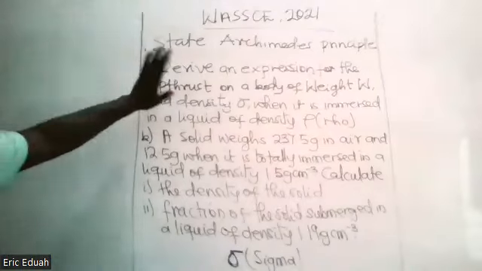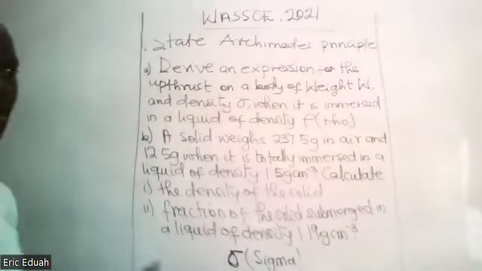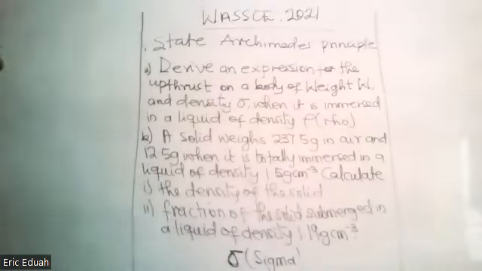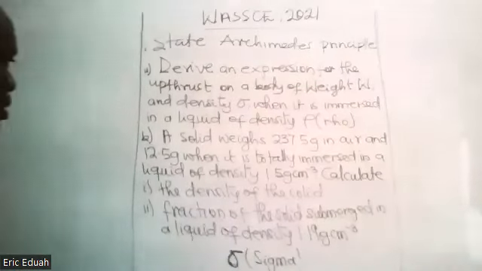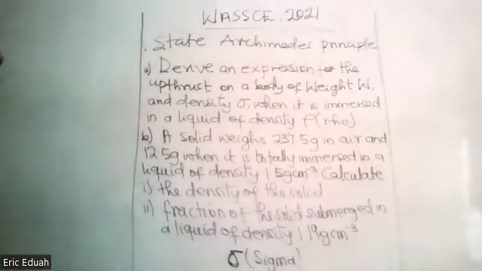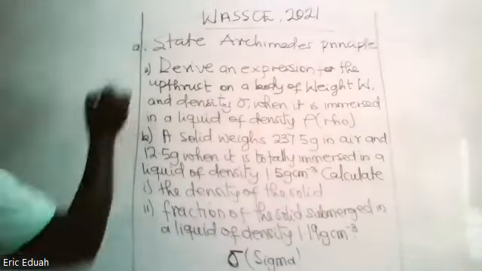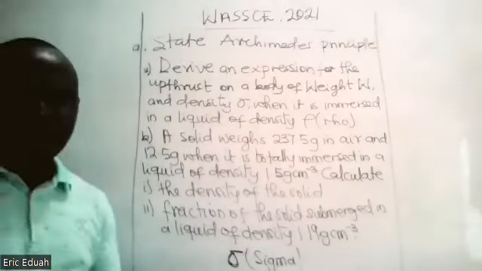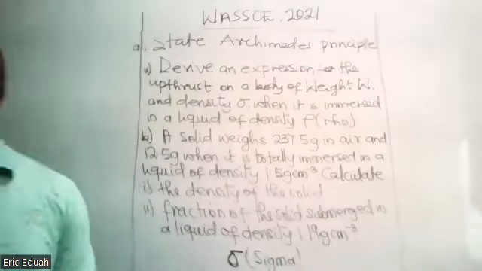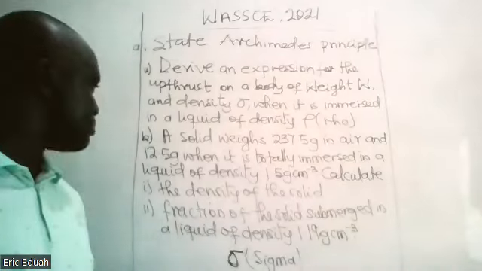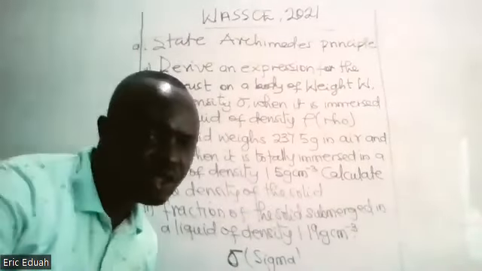So we are to derive an expression for the upthrust when an object of weight W and of density sigma is immersed completely within a liquid of density rho. That is part B, question two. So let's look at question one first, then we move on to look at what we are to do for the B question.